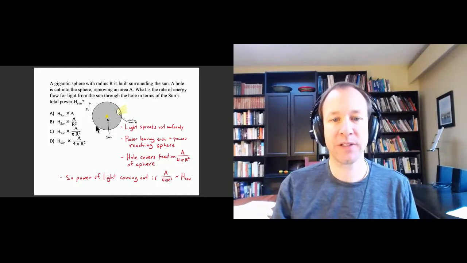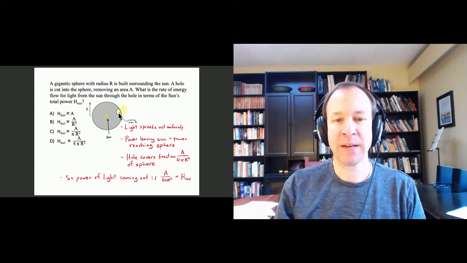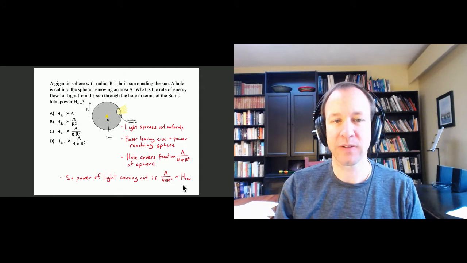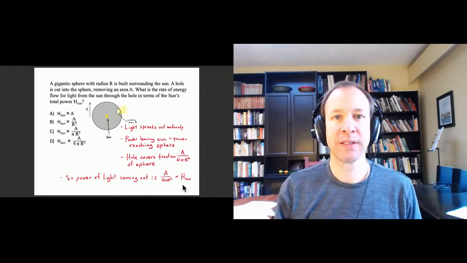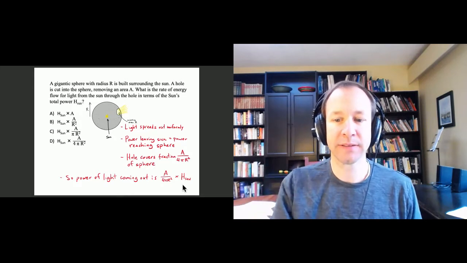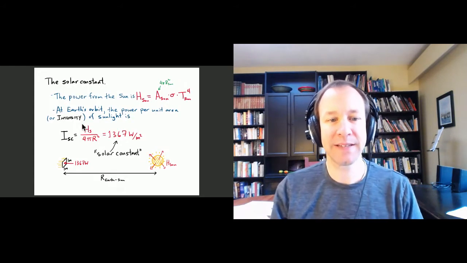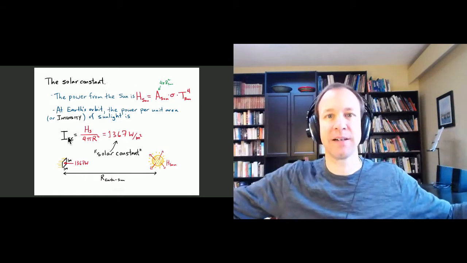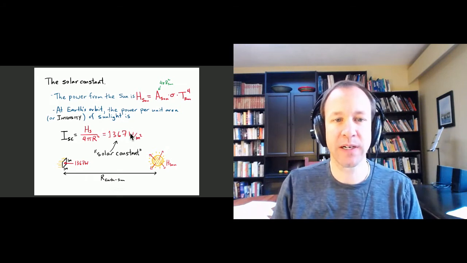So what we've understood just using basic geometry is that the power of light coming out through this hole is equal to H sun times A over 4 pi r squared. What we're going to be particularly interested in is something called the intensity. So that's the power per area. And so we'll take this formula, divide it by the area, and that will give us what we call the intensity of sunlight at the distance r. Okay, so intensity, it's watts per meter squared.